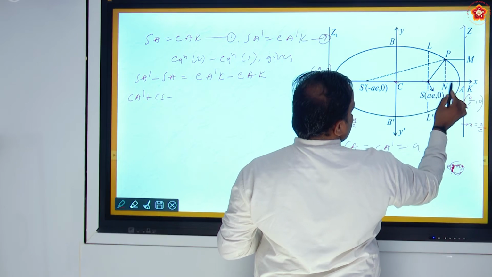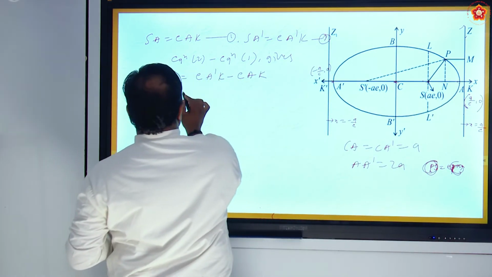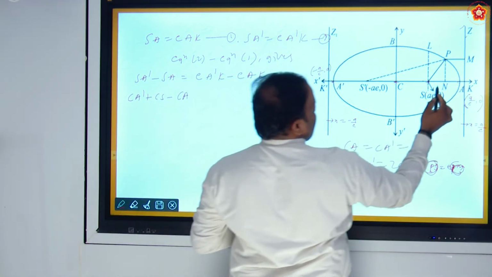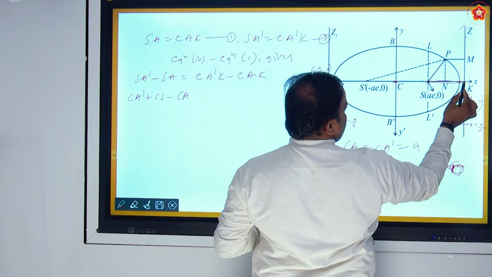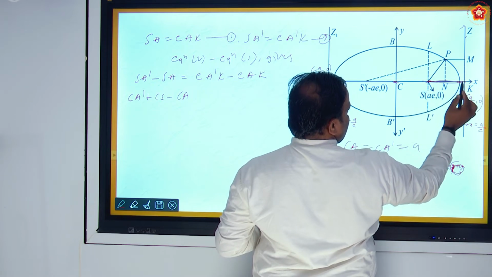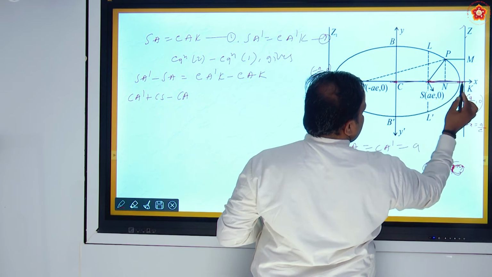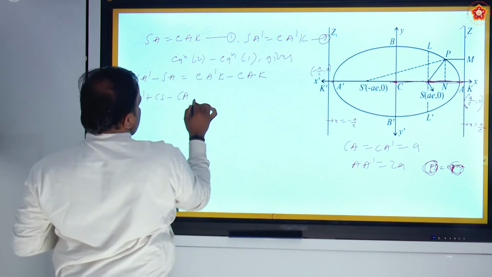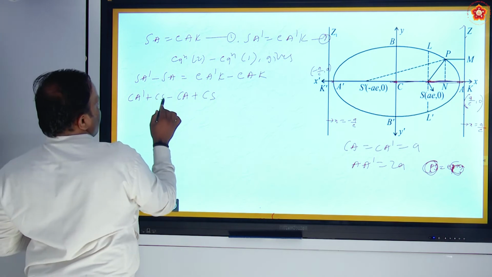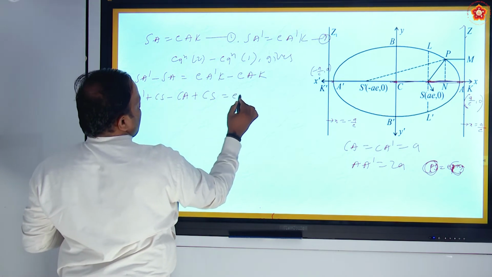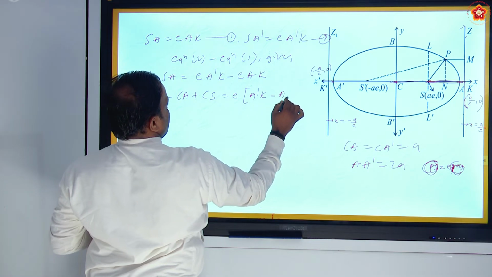Start from origin once again. We need SA. CA is the total length. We need SA: CA minus CS, then we get SA. Outside is minus, so it becomes plus: CA minus CS. Because the outside sign is minus, you write plus here. E common. What is remaining here? A dash K minus AK.